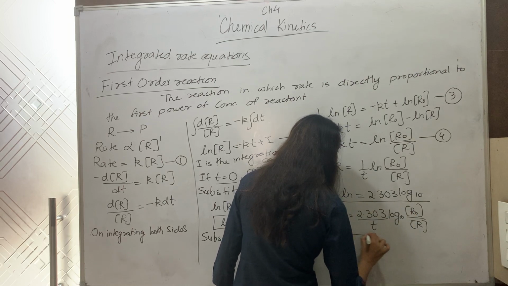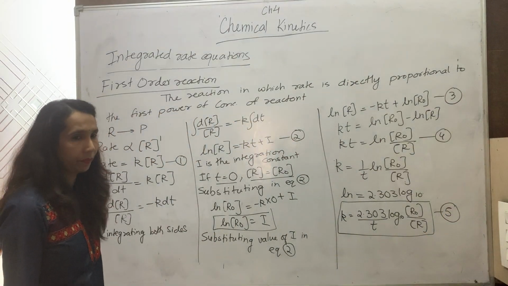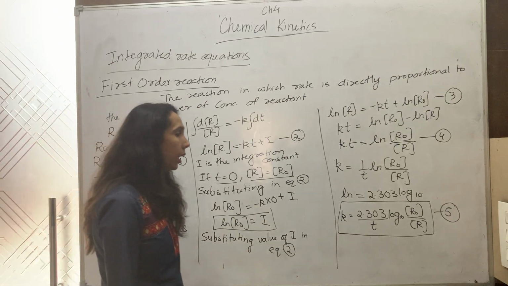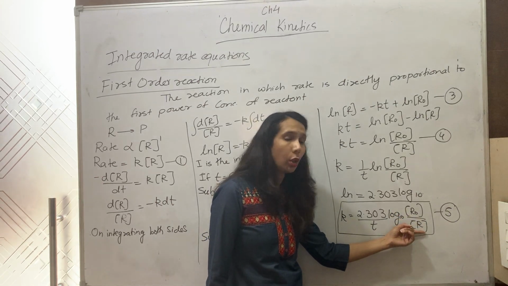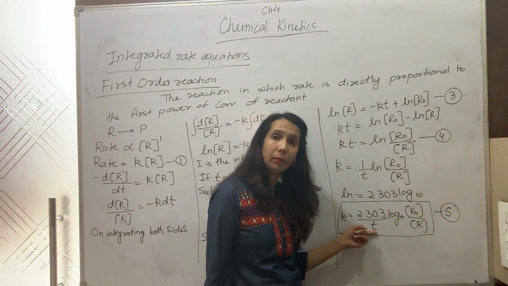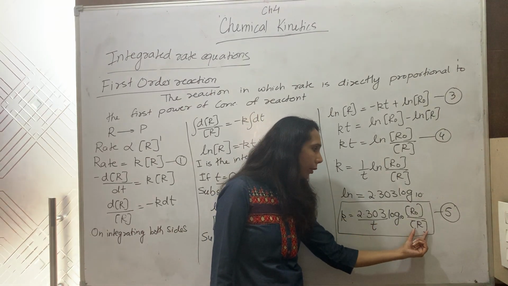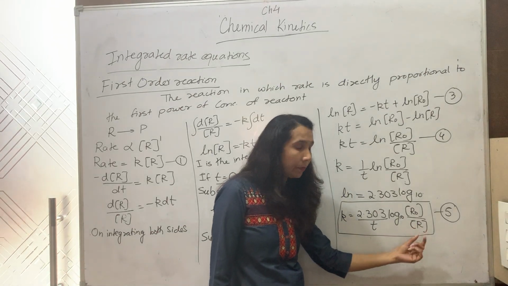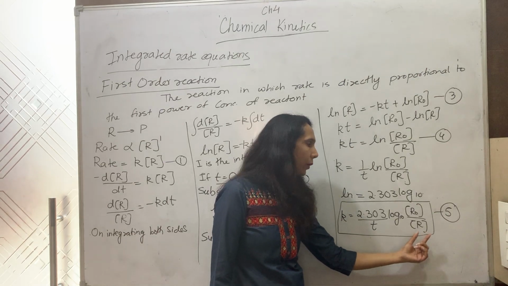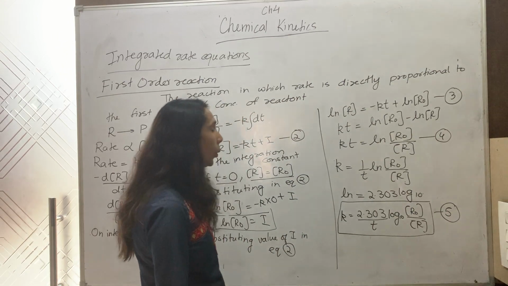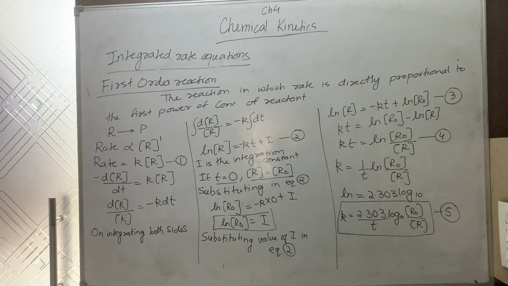This is your integrated rate equation for the first order reaction. k is the rate constant, [R]0 is the initial concentration of the reactant, [R] is the concentration of the reactant at time t. Suppose you take t as 10 minutes, whatever is the concentration of the reactant at 10 minutes, that will be [R]. If you take t as 20 minutes, whatever the concentration of reactant at 20 minutes, that will be [R]. So this is the integrated rate law for a first order reaction.